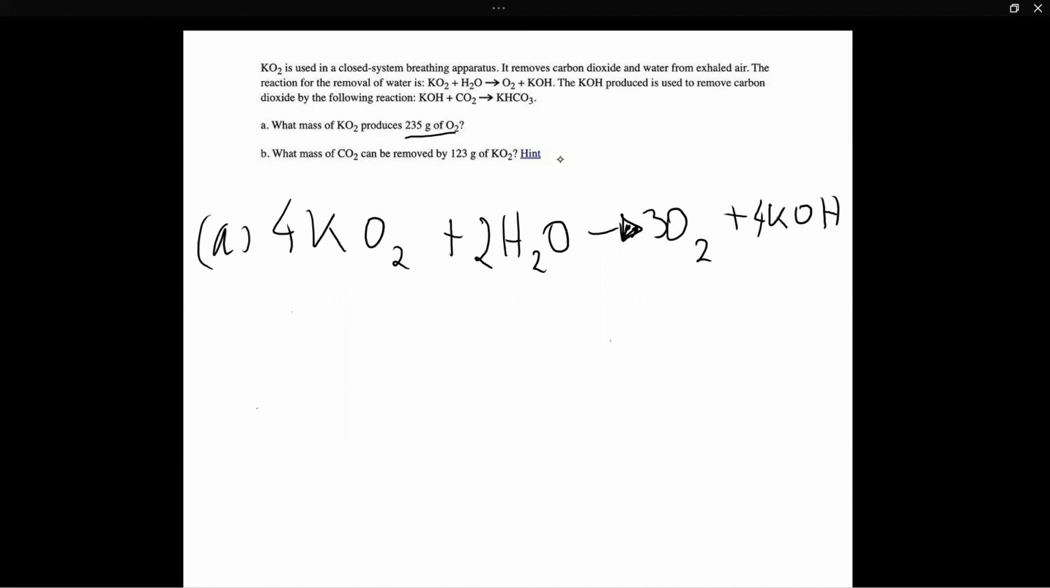All right, so this is the balanced equation with the stoichiometric ratios. Now we can calculate the mass of potassium oxide, which produces 235 grams of oxygen. So first, let's calculate the moles of oxygen. We use n, the moles, is equal to mass in grams over molar mass of the substance. So in this case, we have 235 grams of oxygen, and we divide that by the molar mass of O2, which is 32. And that gives us an answer of 7.34 moles.